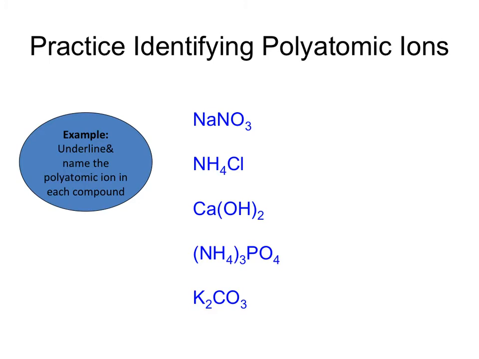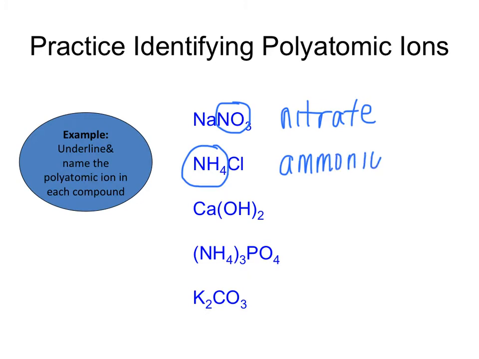And then for the other ones, a good way of identifying a polyatomic ion would be to look for two capital letters. So in this first example, you can see that there are two capital letters right next to each other. If I go to my reference sheet, you will notice that NO3 is called nitrate. In the second example, I can recognize that NH4 is the positive polyatomic ion, ammonium. In the third example, I see a parentheses. I'm going to look up OH, and that is hydroxide.